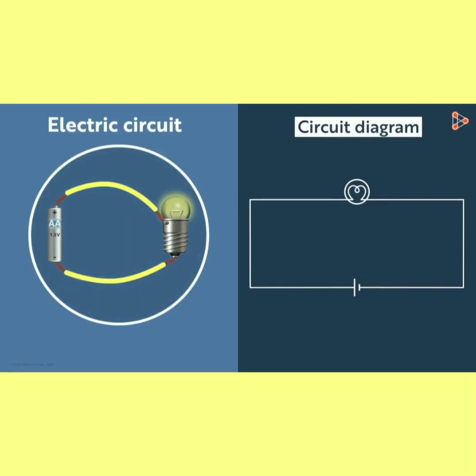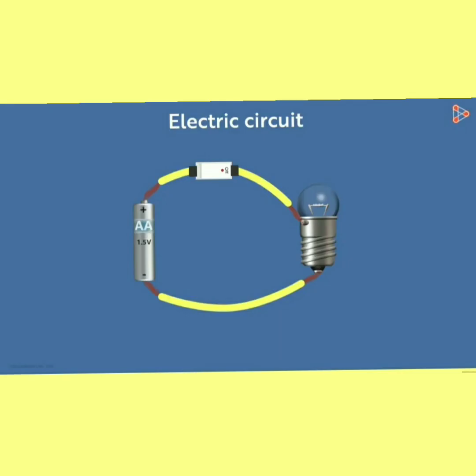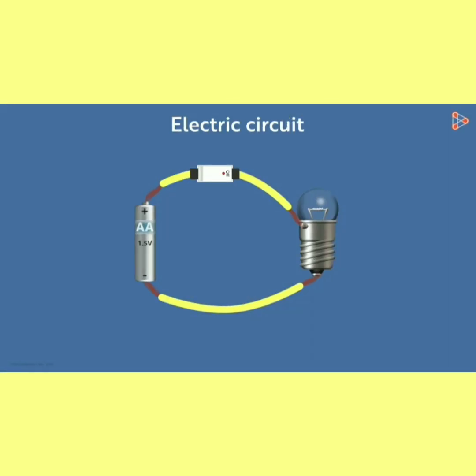You can even show the direction of electric current in the circuit with arrowheads. So the electric current is flowing in this direction, from the positive to the negative terminal of the cell. Let us look at this circuit now. How many components does this circuit have?